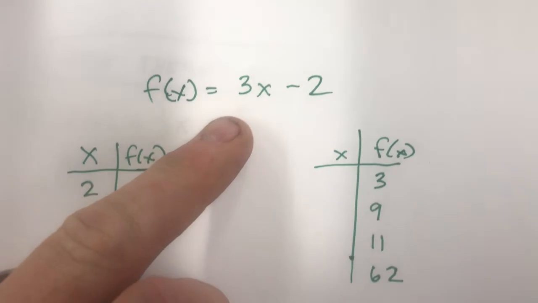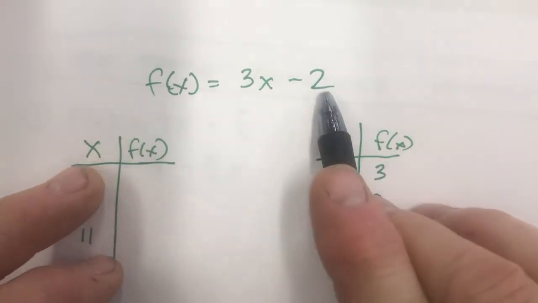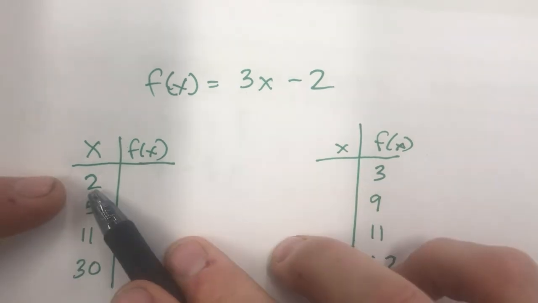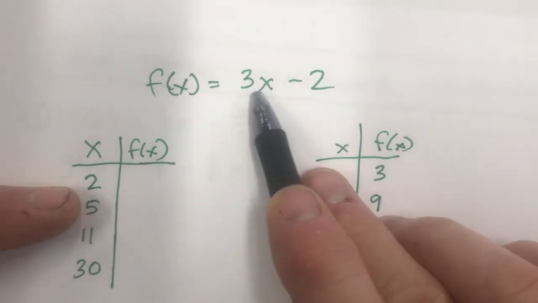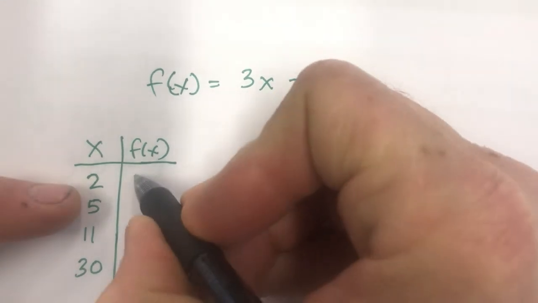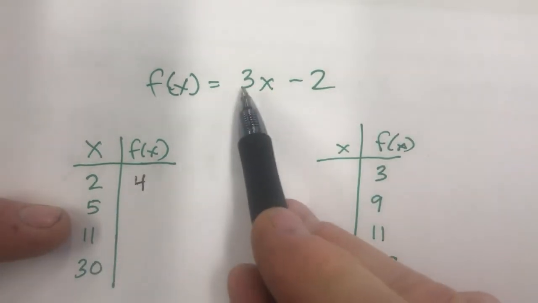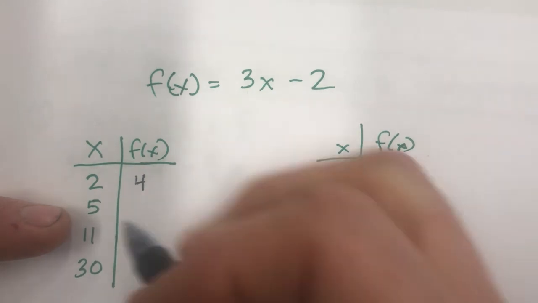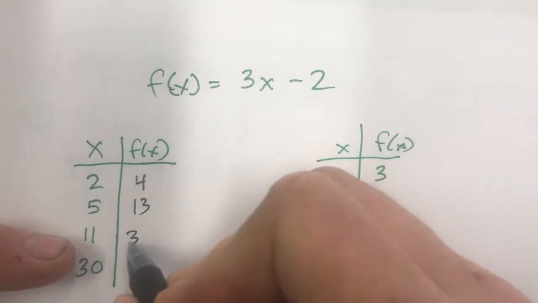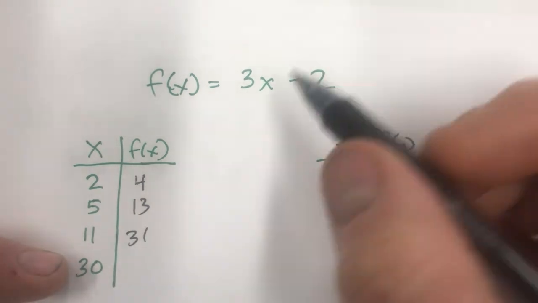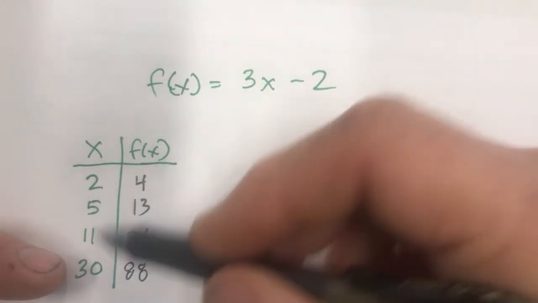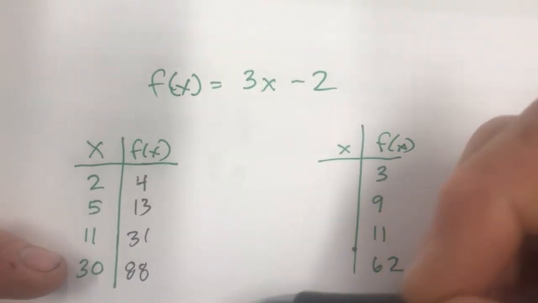Suppose I have this function right here, 3x minus 2, and I have these values of x. So I can plug these values in. Like if I put 2 in for x, 3 times 2 would be 6, minus 2 would be 4. If I put 5 in, 3 times 5 is 15, minus 2 would be 13. And then 3 times 11 is 33, minus 2 is 31. And it's real simple. 3 times 30 is 90, minus 2 is 88.